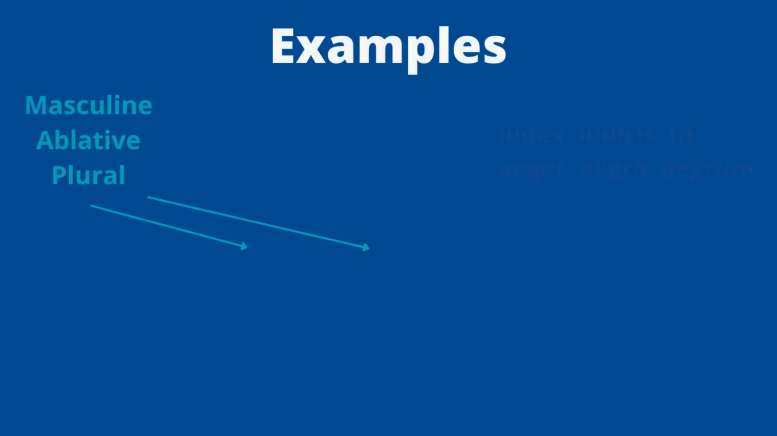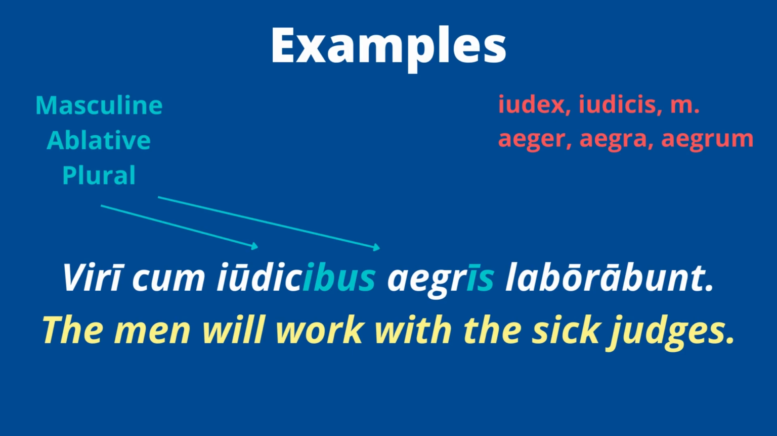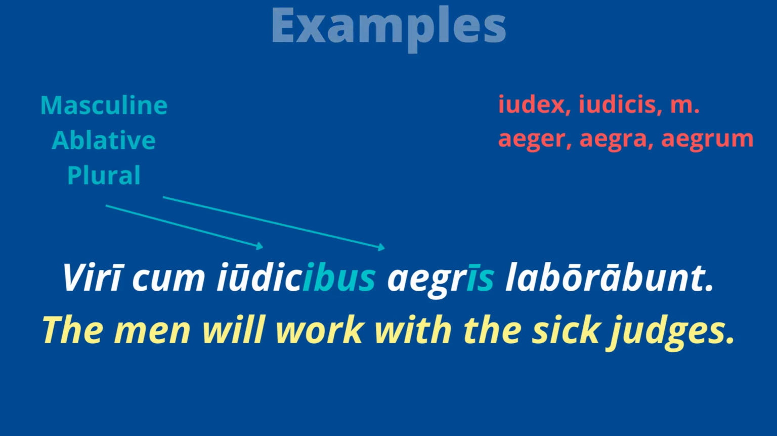Okay? And here's our last example. We have viri fessi cum iudicibus aegris laborabunt. The men, the weary ones, will work with the sick judges, the iudicibus aegris. So we have iudex, a judge, iudicibus in this form, and it's being described with aeger, aegra, aegrum. It's a first and second declension adjective going with a third declension noun, judge. Because the declensions don't match, their spelling is different. But both these words are masculine, ablative, plural. So the case, number, and gender is the exact same, which means they're matching.